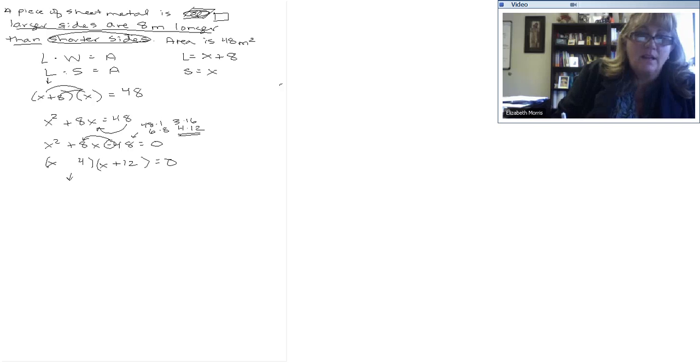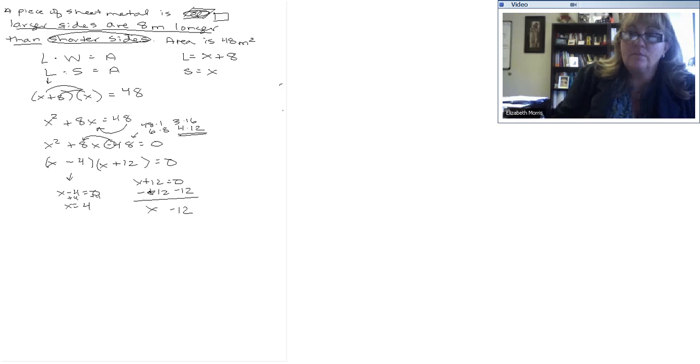So I set each one of these equal to 0. I get 4 and negative 12. Well, we're talking about find the side. Can a side be a negative number? No, it can't. So the only thing we can do is use the positive 4. So we know the shorter side is 4, and the longer side is 4 plus 8, which is 12. Okay?